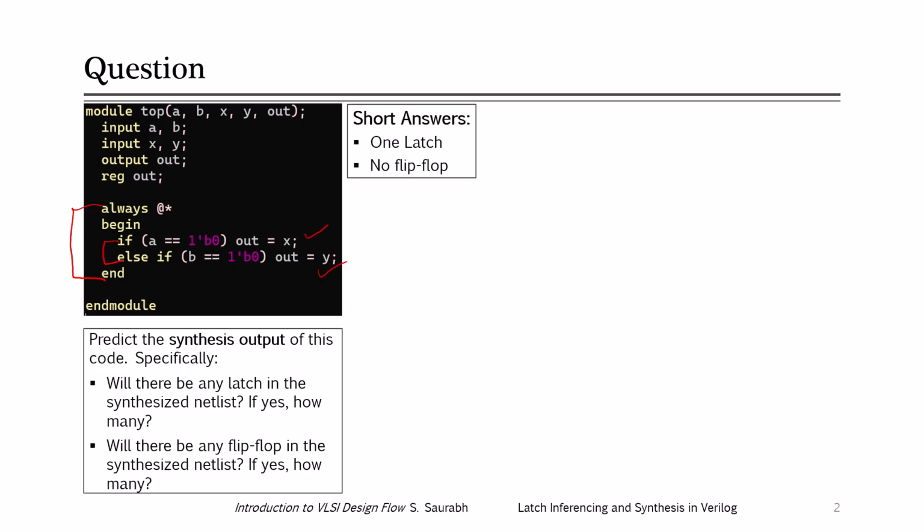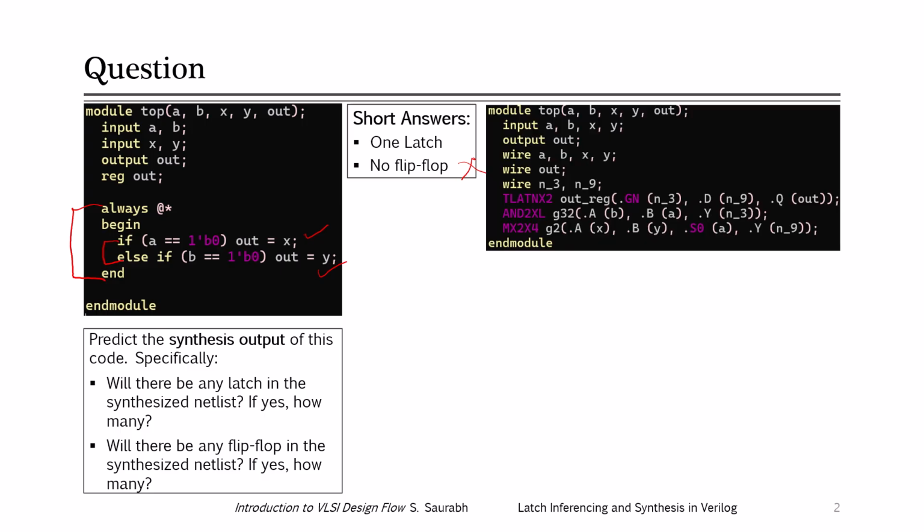The short answer to these questions is that there will be one latch in the synthesized netlist and there will be no flip-flop. Just to remind you, a latch is a level triggered device while a flip-flop is an edge triggered device. Now in this always block, there is no posedge or negedge involved, and therefore there will be no flip-flop in the synthesized netlist. But there will be a latch in the synthesized netlist. Why will there be a latch? We'll be seeing that in the subsequent slides.